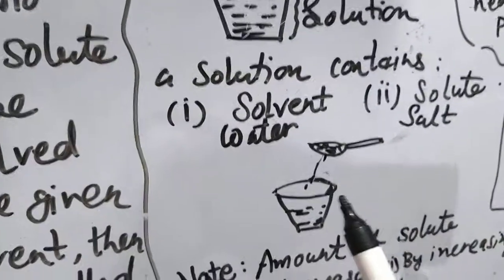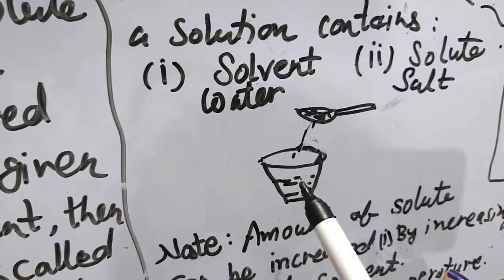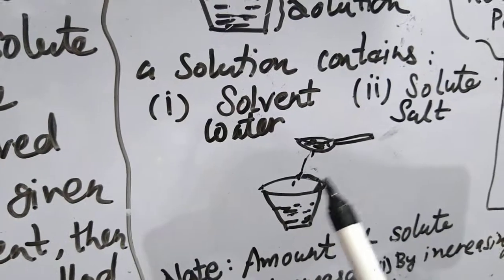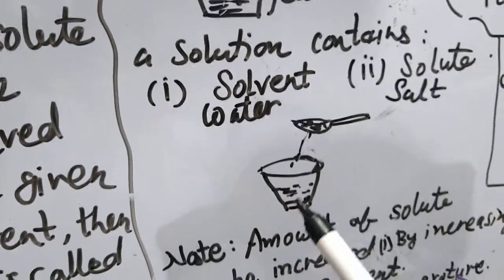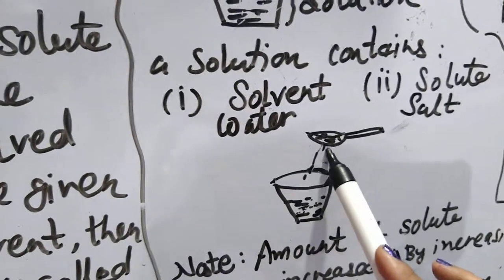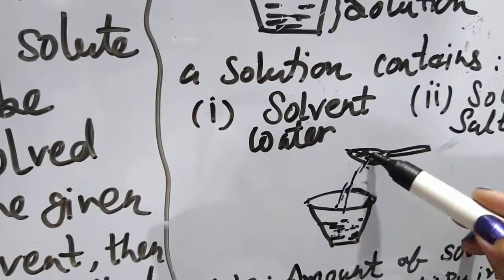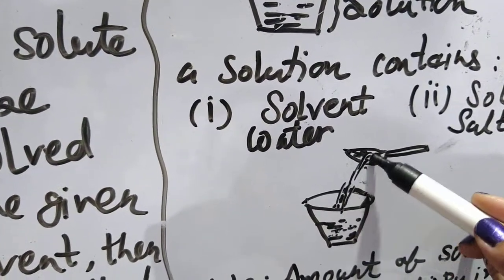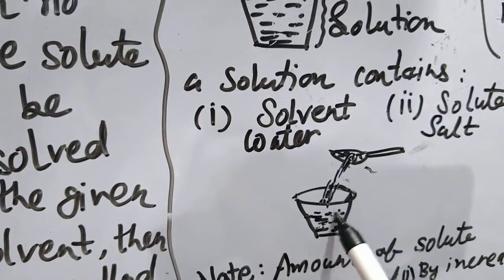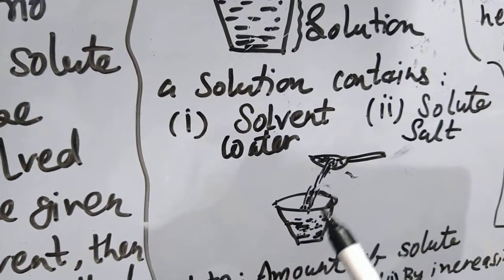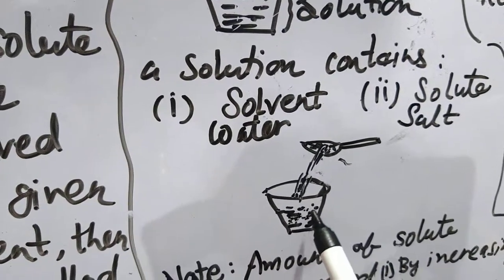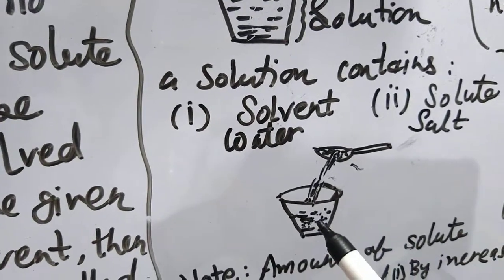Got it? Let me explain here with the help of a diagram. This is water and you have started to add salt in this. If you keep adding salt, then there comes a time when you can't add more salt. If you add salt step by step, first spoon, second spoon, third spoon, there will come a time when you are not able to add more salt. That means this solution has now become saturated. Saturated means now you are not able to add more solute in this.